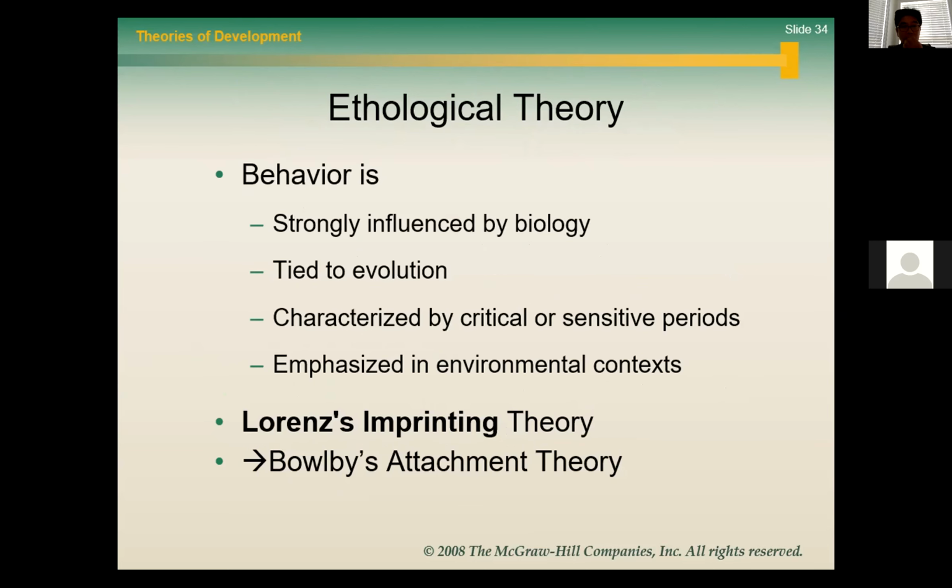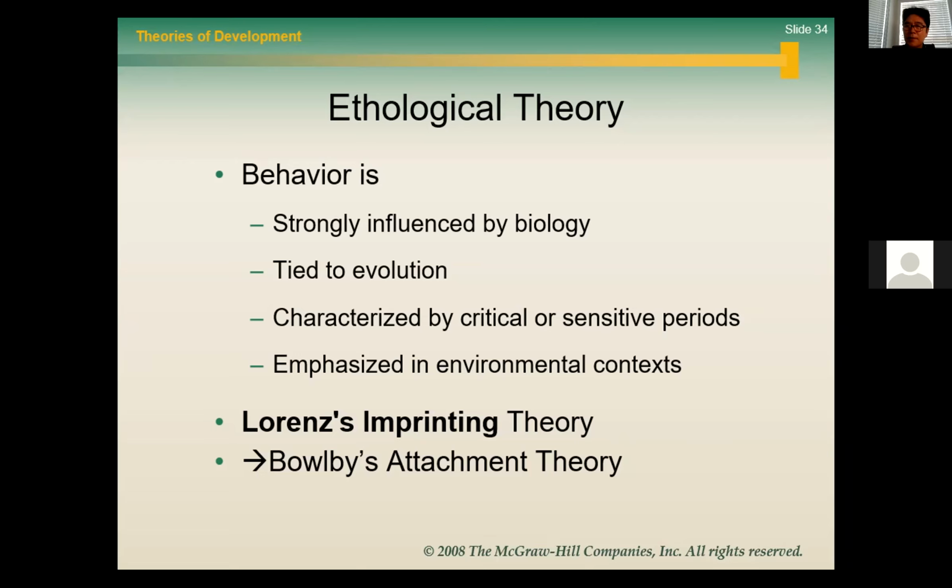The fourth one is ethological theory, and behavior is strongly influenced by biology, so try to think of evolution. The first theory is Konrad Lorenz's imprinting theory. Imprinting theory is about first experience and lasting effects.